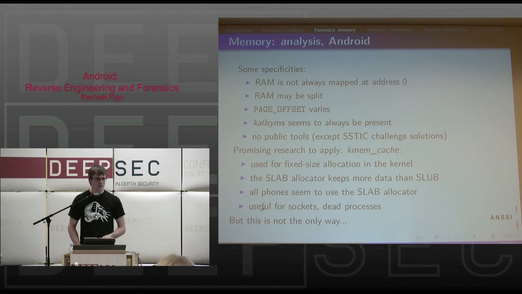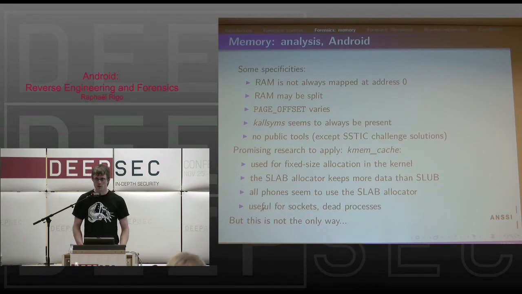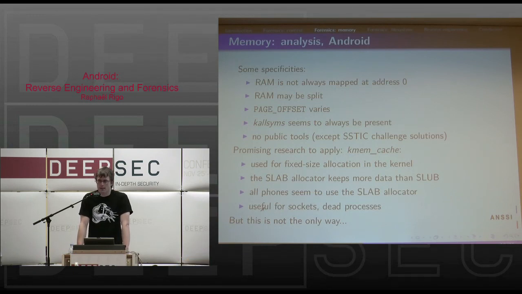Fortunately, the kallsyms files seem to always be present, so it kind of facilitates finding the different symbols and structures inside. And of course, for memory analysis on ARM CPUs, you get no public tools. The only one I know of for x86, well, there are two of them, but for example Volatility, which is one of the most complete solutions to analyze physical memory dumps, does support x86 with a few patches, but there is nothing for ARM yet.